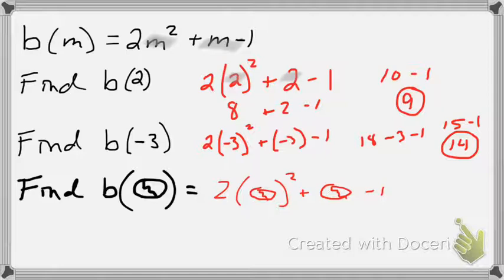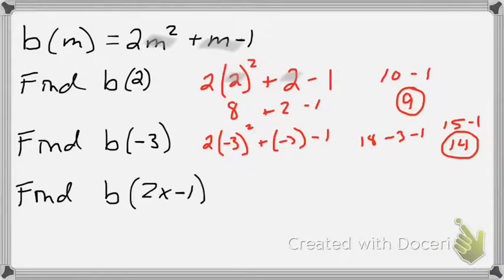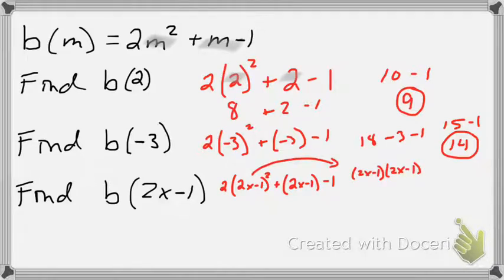Wing ding, just to lead into the more difficult question we're going to do next, I want you to find b of 2x minus 1. I put a 2x minus 1 everywhere I saw an m. Then I'm going to have to square 2x minus 1. That is not just squaring a 2x and squaring a 1, teenagers. That is taking 2x minus 1 times 2x minus 1 like we did in 6.2 just a few days ago.